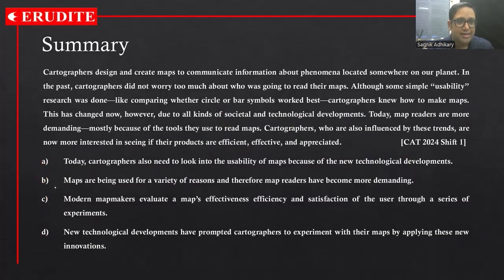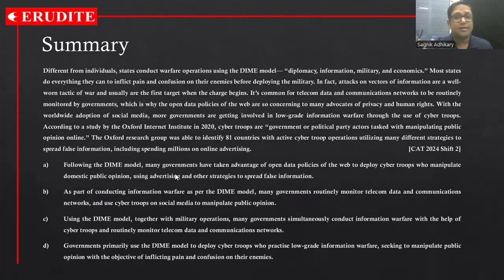Now, let us look at a slightly more challenging question. Not necessarily challenging because it is quite verbose. There's a lot of written material here. This passage is big, the options are big, but still there are close options. So that is why this is more challenging than the previous ones. This is taken from CAT 2024 shift 2, that is the afternoon shift.